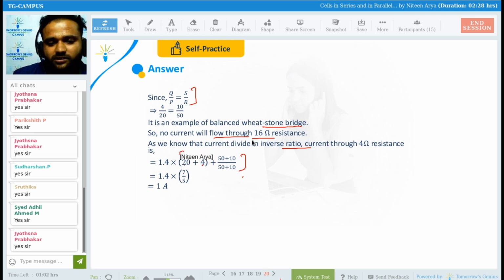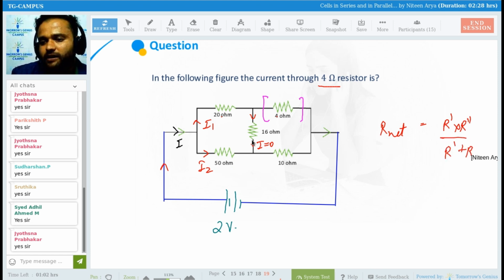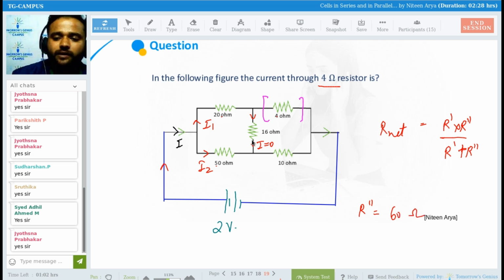So using this you get your total resistance. Or how can you find it in a simple way? Following this is your 2 volt. So first of all find R net. R net is easy again: R prime into R double prime divided by R prime plus R double prime, where R double prime is 50 plus 10, which is 60 ohm, and R single prime is 20 plus 4, 24 ohm. So from here you can find the net resistance, and automatically the net current also.